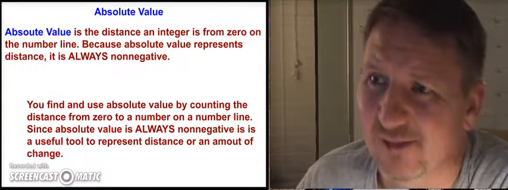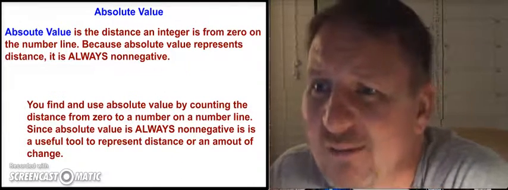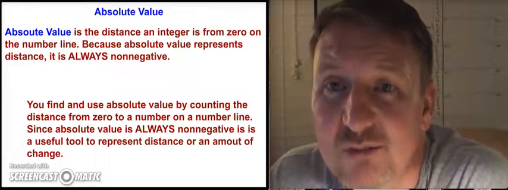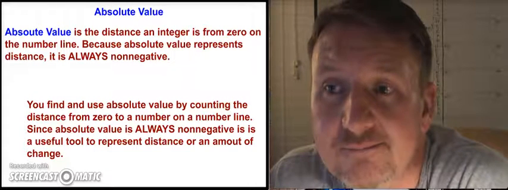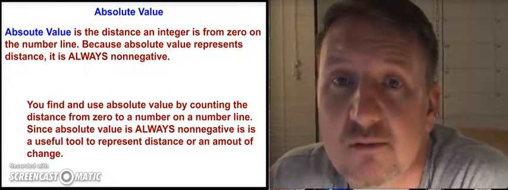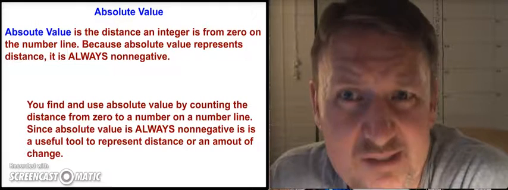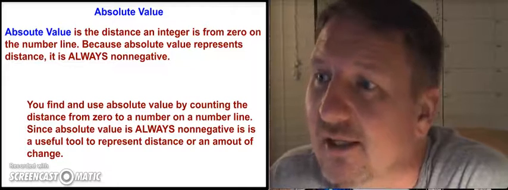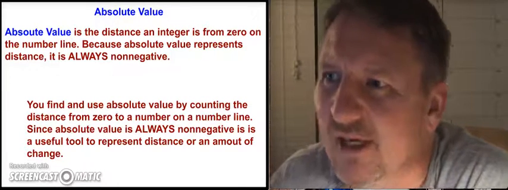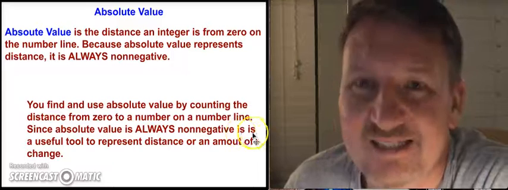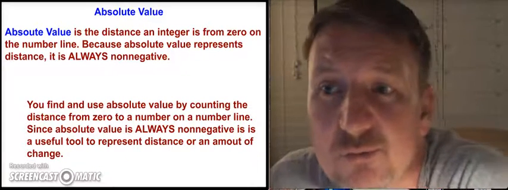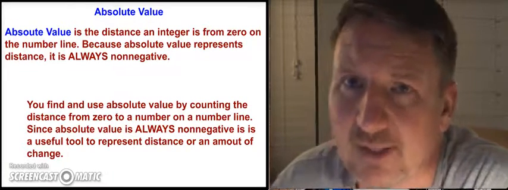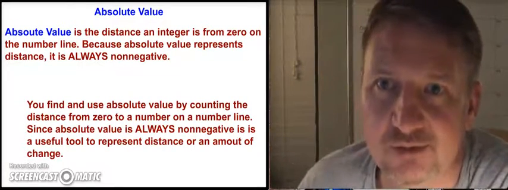Okay, so how do you find absolute value? Another great question, my young friends. You find the absolute value by counting the distance from 0 to a number on a number line. Since absolute value is, what do we say? Always non-negative. Now look at that, a typo, Mr. Bell. My gosh, that should read, it is a useful tool to represent distance or an amount of change. Now, keep that in mind because we're going to do our first example.